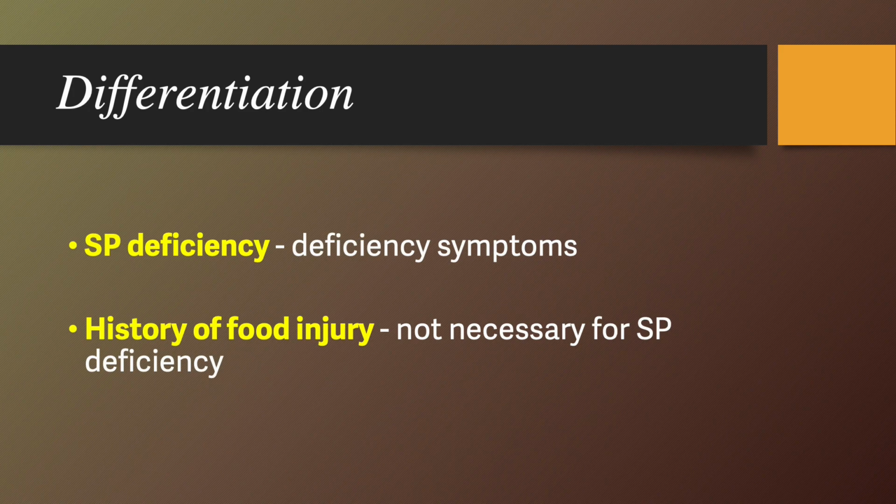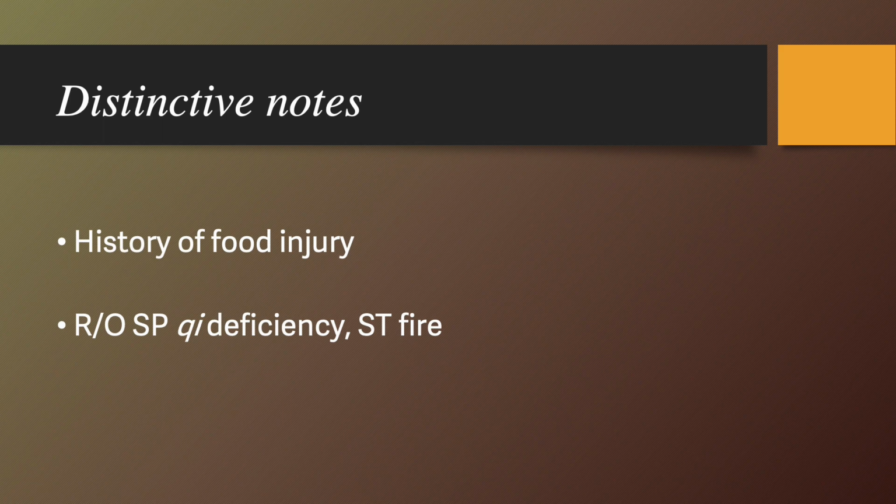This pattern should be distinguished from spleen deficiency. Spleen deficiency is a deficiency pattern and is characterized by deficiency symptoms. A history of food injury is not necessary for spleen deficiency. This pattern can be identified by a history of food injury and exclusion of spleen qi deficiency and stomach fire.